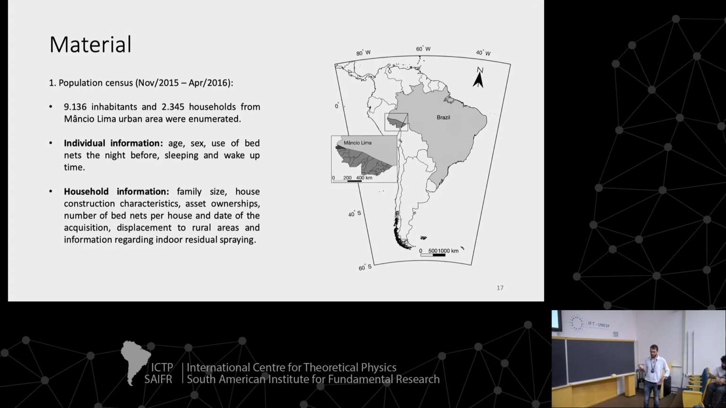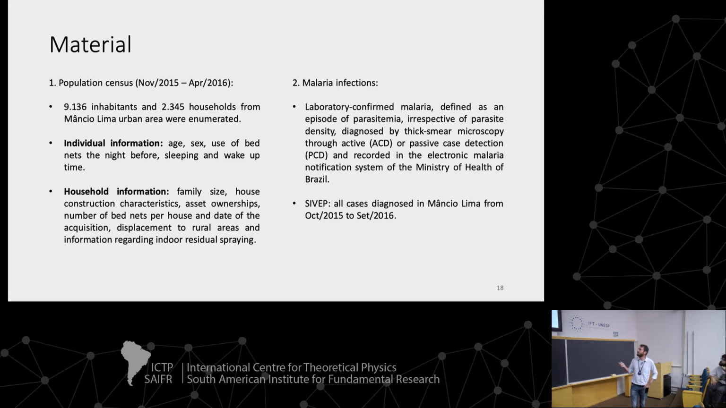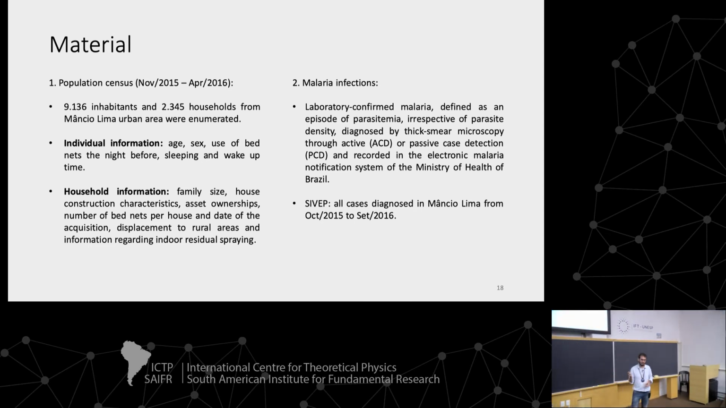So the material we have for this model: first we made a population census in the city. The city is located here. And we got information about everyone in the city, individual and household information. We also got from the government all the cases diagnosed in the city from October 2015 to September 2016, which is almost the same period as our population census.